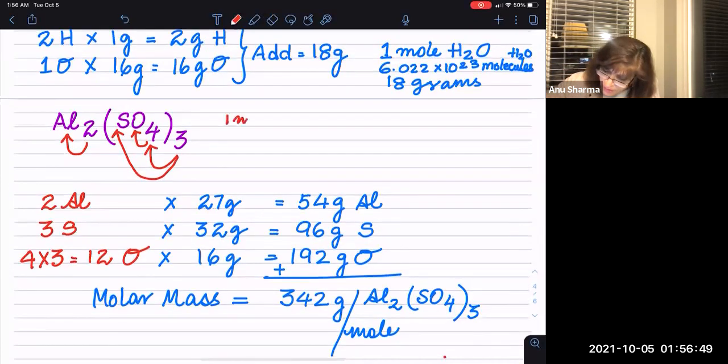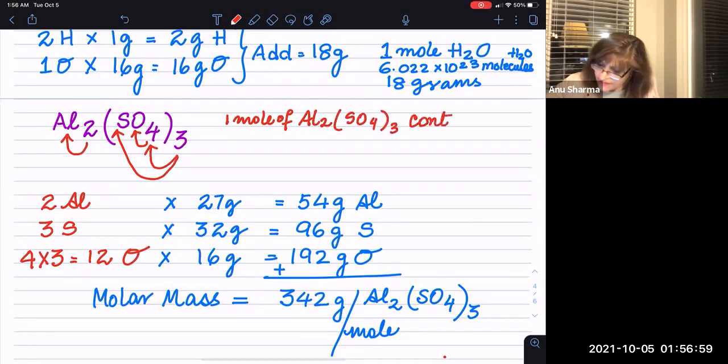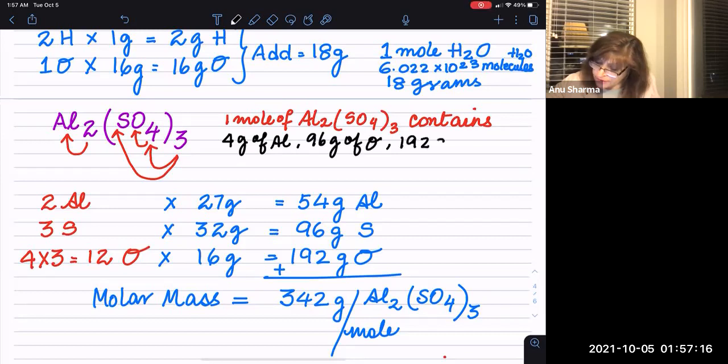1 mole of Al2(SO4)3 contains what? Contains 54 grams of aluminum, 96 grams of sulfur, 192 grams of oxygen. Okay, so 1 mole contains these.